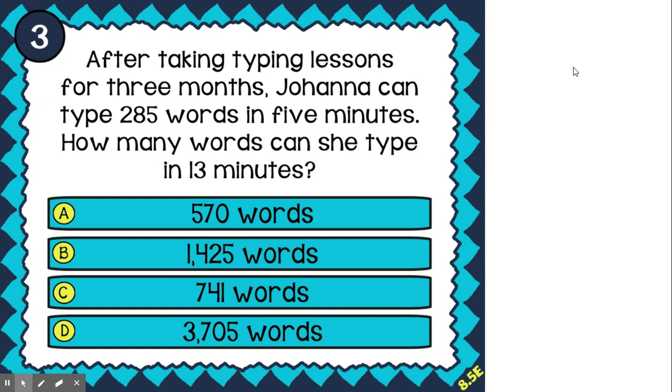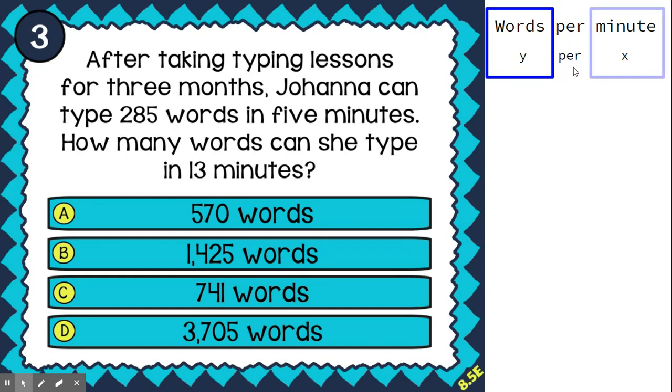All right, the next one is the same thing that we were just doing, except it's written in words. After taking typing lessons for 3 months, Joanna can type 285 words in 5 minutes. How many words can she type in 13 minutes? So first of all, thinking of my unit rate, I think of words per minute, right? I know that's how my unit rate should be written. So because I've mentioned to you guys already before, we always do y per x. So my words are y, my minutes are x. All right, so again, y over x, or in this case, words over minutes.